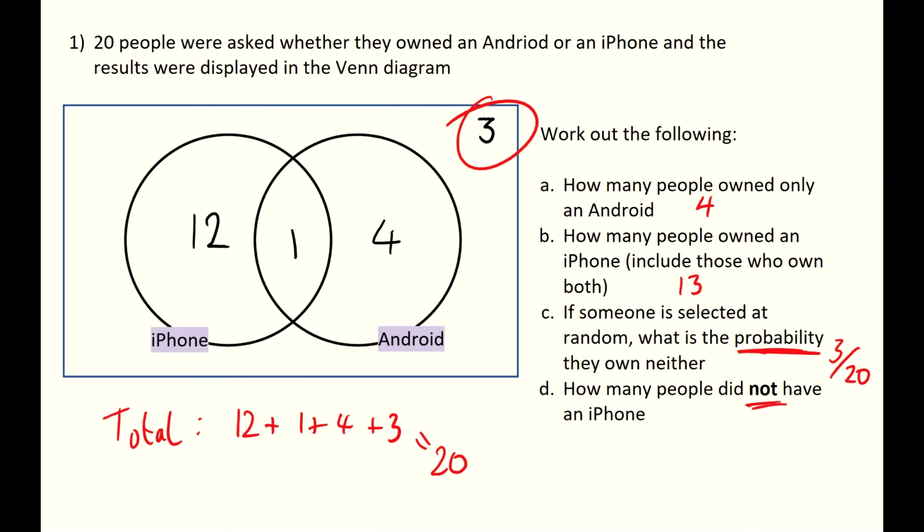And part D, how many people did not have an iPhone? Everyone in this circle has an iPhone, so many people are not in the circle. I've got 4 here and I've got 3 here. That means 7 people did not have an iPhone.